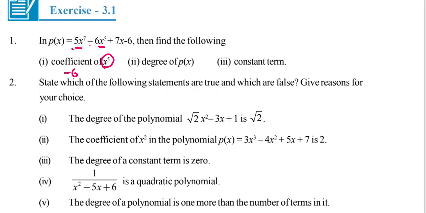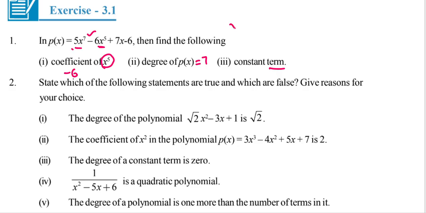From these 4 terms, which is the highest power? Whichever term has the highest power, that power we call the degree. Here, look at it, it is 7. So our degree of p of x is 7. Understand?